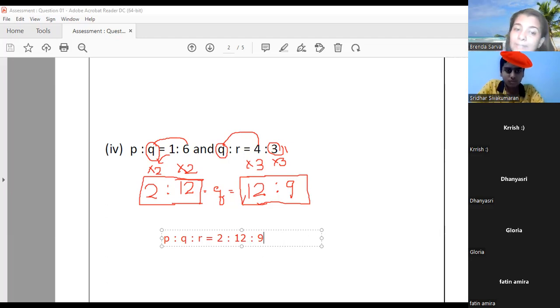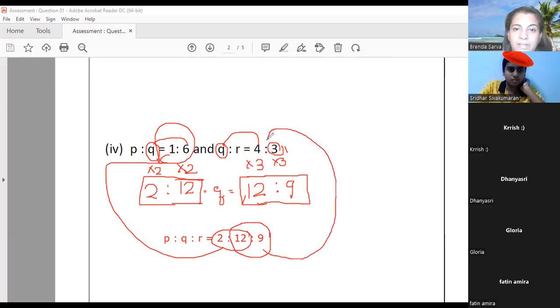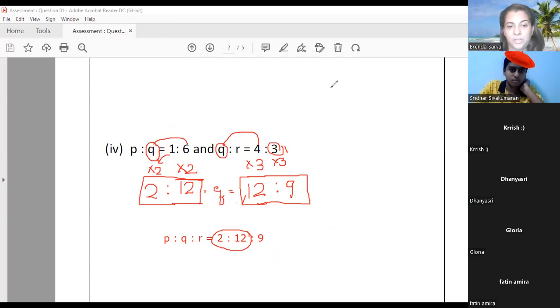But if you separate it, 2 to 12, yes. If I separated the ratio of P to Q, 2 to 12, I can simplify it to become 1 to 6. If I separated the ratio 12 to 9, I can simplify it to become 4 to 3. But if I want to combine it like that, it has to be the same. Okay, and 2 to 12 to 9 cannot be simplified any further.